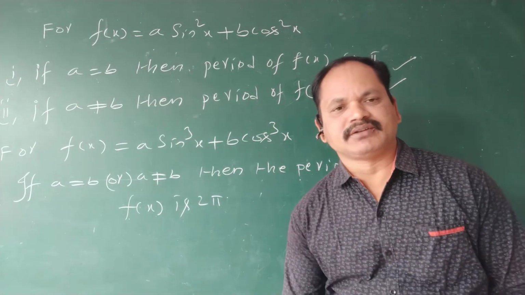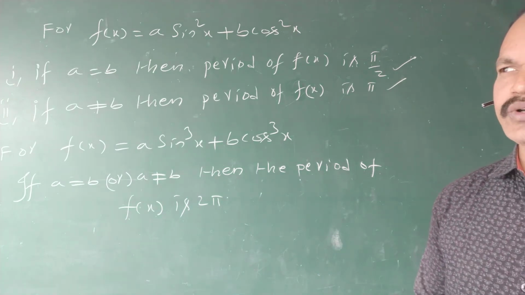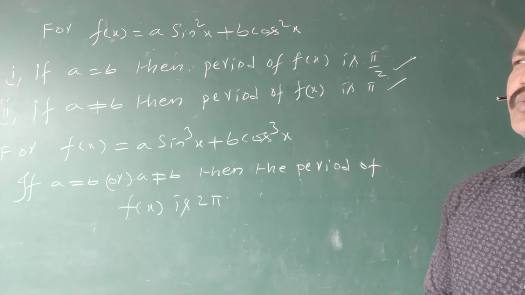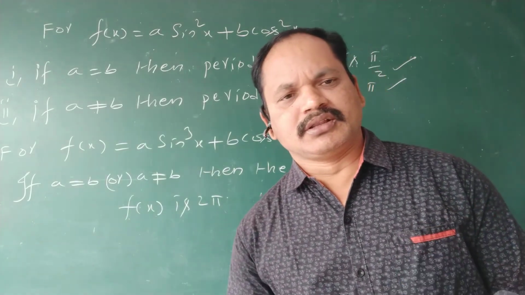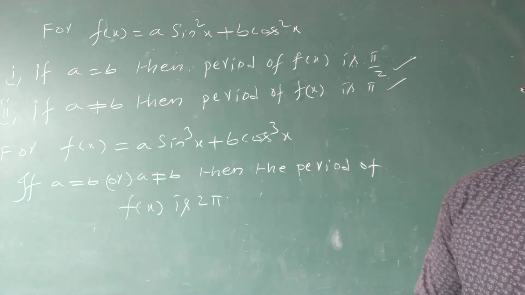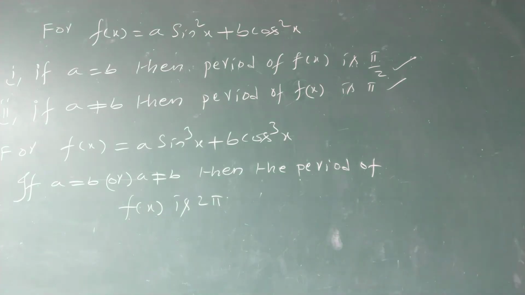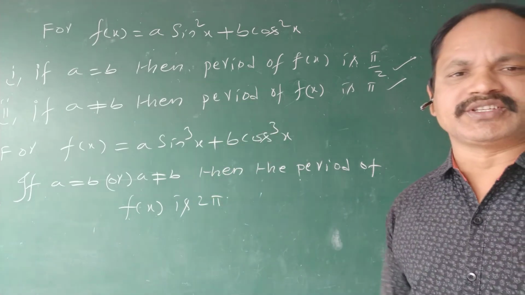For power even, the period is pi for sine, cos, cosecant, secant. If the power is odd, for sine, cos, secant, cosecant, the period is 2 pi. Power even, the period is pi. Power odd, the period is 2 pi. That's why here, a is equal to b or a not equal to b, the period of the function is 2 pi, since it is a cubic function. Right? Now we are going to note points for this.